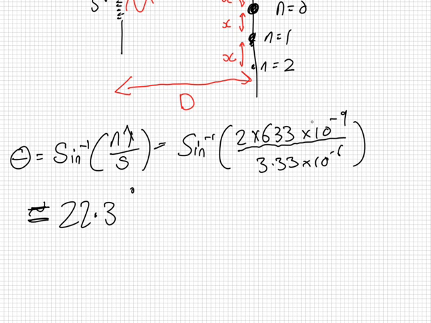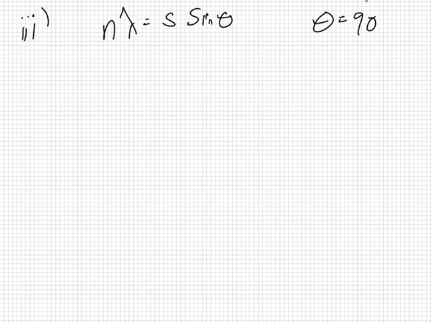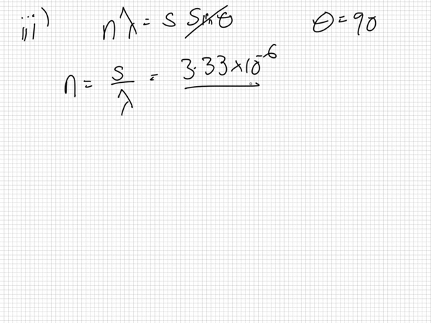Let's have a look at it. In this formula, for part 3, n lambda equals s sine theta, but here theta is 90. That's the maximum angle, so sine 90 is 1. So you have n equals s over lambda. This is 3.33 times 10 to the minus 6, and the lambda was 633 times 10 to the minus 9. So what does this come out as before you round it?